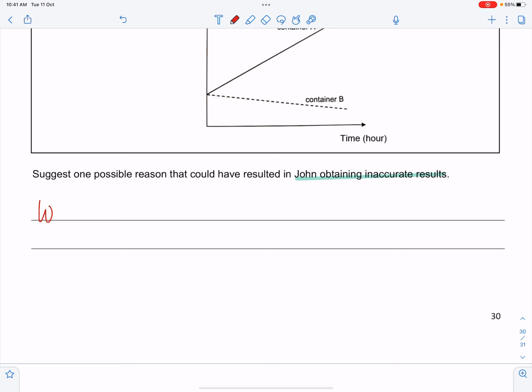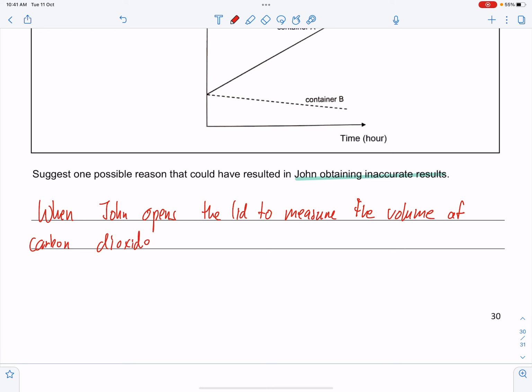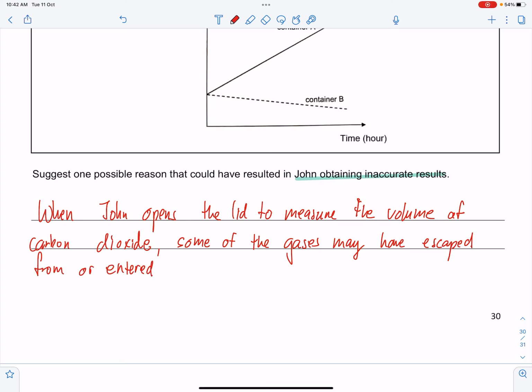So what would the answer be? When John opens the lid to measure the volume of carbon dioxide, some of the gases may have escaped from or entered the container. In this case, we are actually concerned about carbon dioxide, right? So you could technically replace the word gases in this answer with carbon dioxide, since we're only concerned with carbon dioxide.